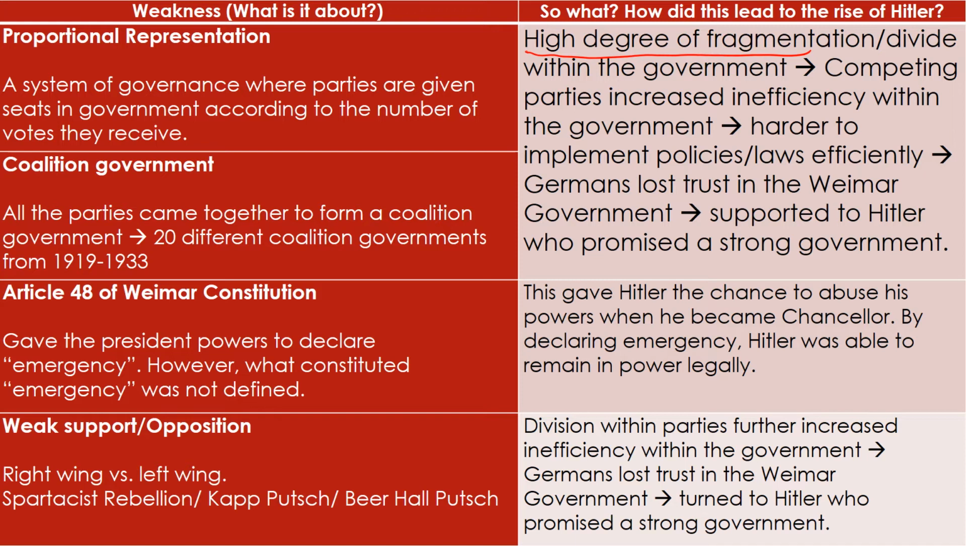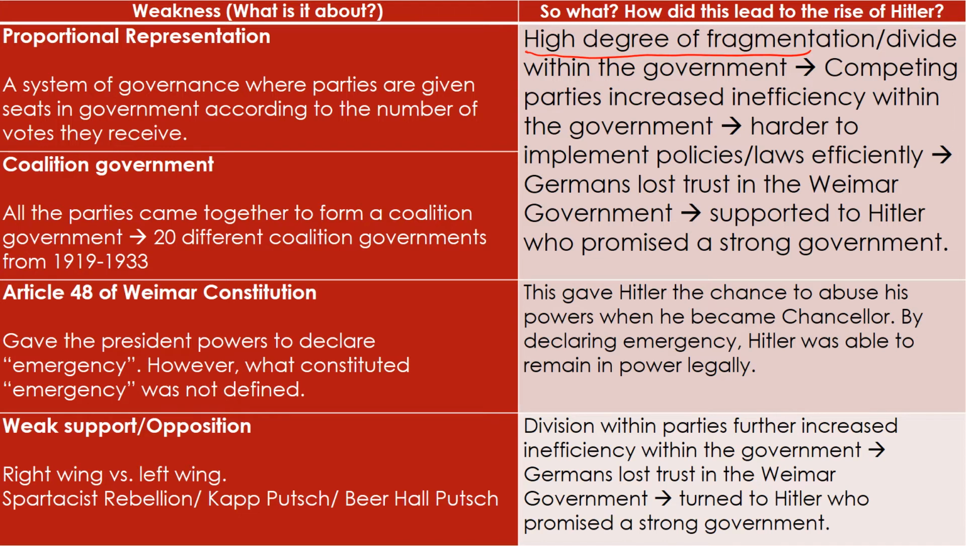And number 4, weak support or opposition. As I mentioned, within the Weimar government itself, there were people with many different views. You have your right wing versus your left wing. You have people who supported communism, people who supported fascism, people who supported liberalism, or many different ideas. So there are three different instances in which people within the Weimar government themselves fought.